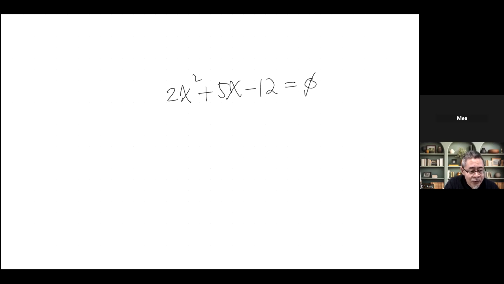We break down to 2 and 1. And for negative 12, we can try negative 12 and 1, and we know that that doesn't work. 2 times 1 is 2, 1 times negative 12 is negative 12. Added together, negative 10, so that doesn't work. And if you write it as 1, negative 1 and 12, that doesn't work either.